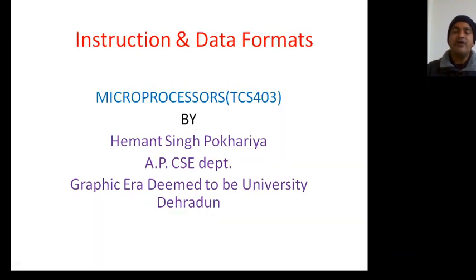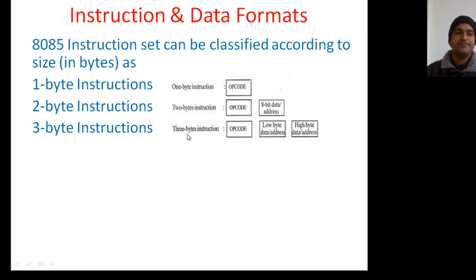In 8085, instruction can be of 1 byte, 2 byte or 3 byte. In 1 byte instruction, there will be only opcode and it will consume only one memory location. In 2 byte instruction, there will be 2 byte. First byte will be opcode and next byte will be 8 bit data or 8 bit address. You know, input output port address is of 8 bit.